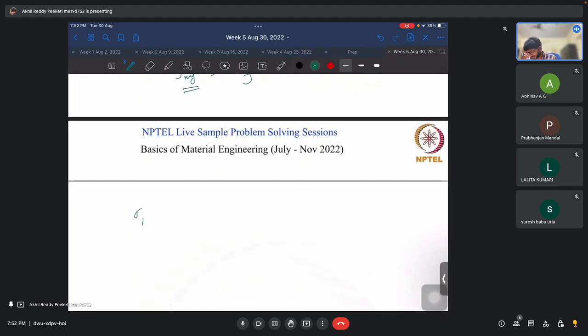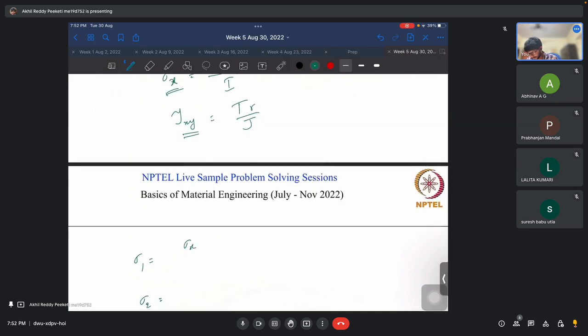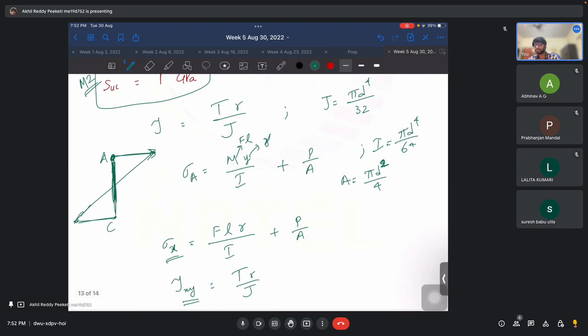Now because we know sigma x and tau xy, we can find the principal components, right? Sigma x by 2 plus or minus root over sigma x by 2 whole square plus tau xy square. So is this clear now?